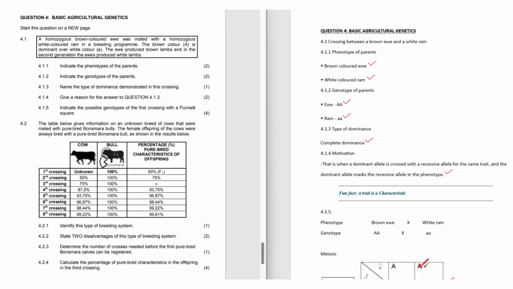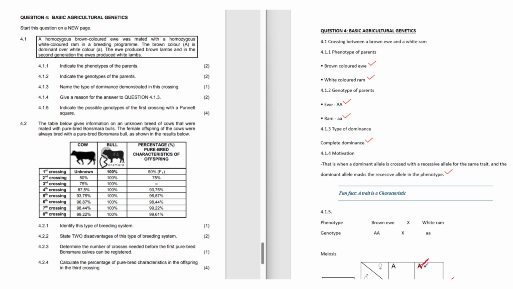So it is masked if there is a dominant allele. Okay, so that means the color of the ram will be represented by aa, which is homozygous recessive. Homozygous recessive. Alright.